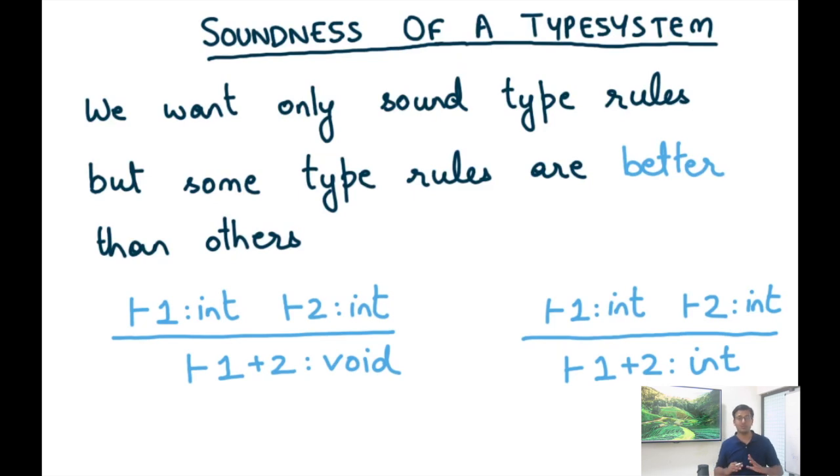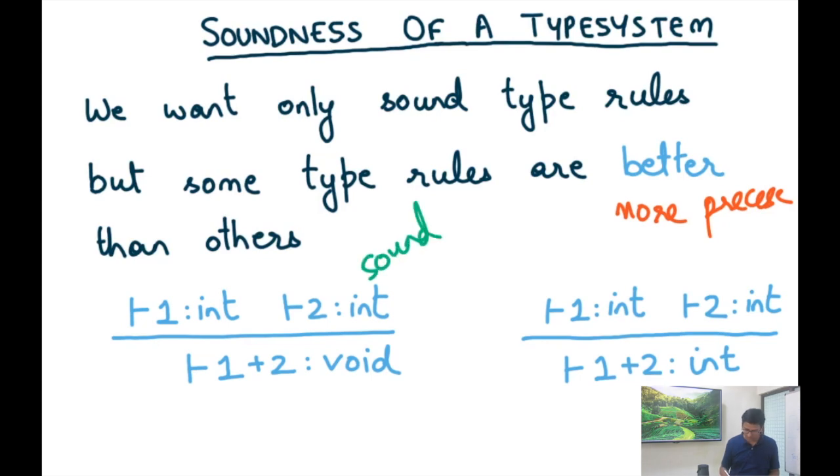We actually want precise type rules as well. All right. So some type rules are better, and by better I mean more precise than others. All right. So here's an example. One of my type rules could be that if e1 is an int and e2 is an int, then e1 plus e2 is a void. Now, is this a sound type rule? Well, I've claimed that this is a sound type rule.